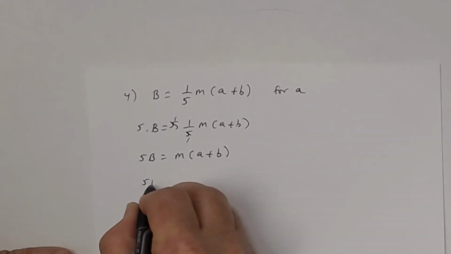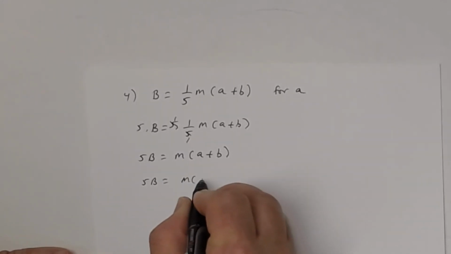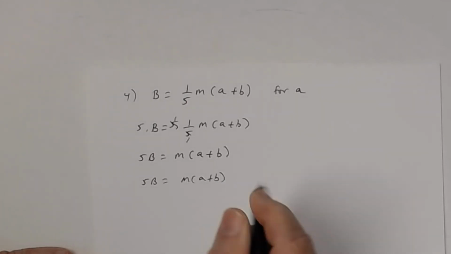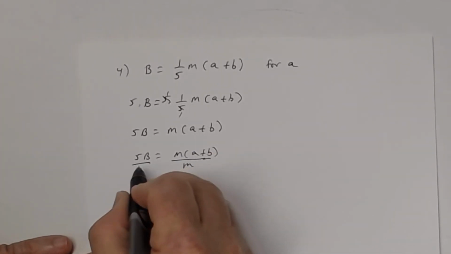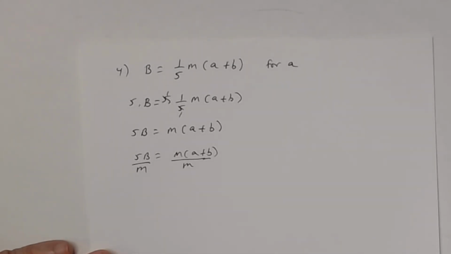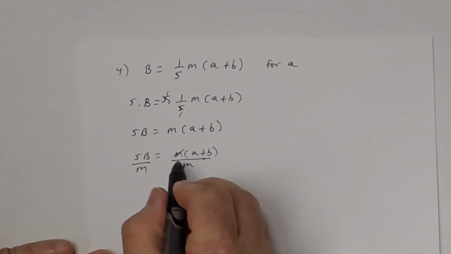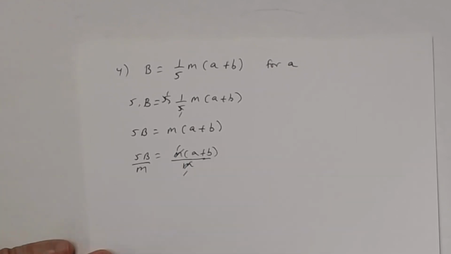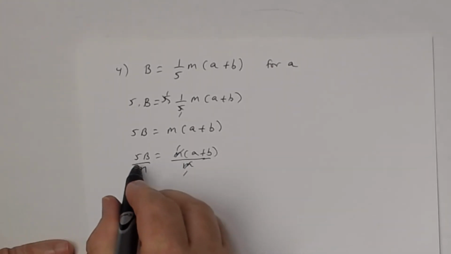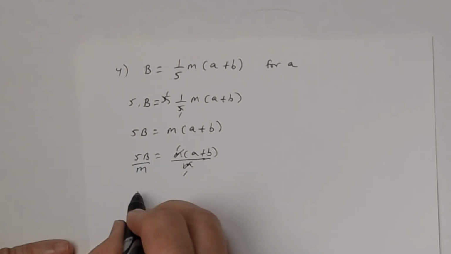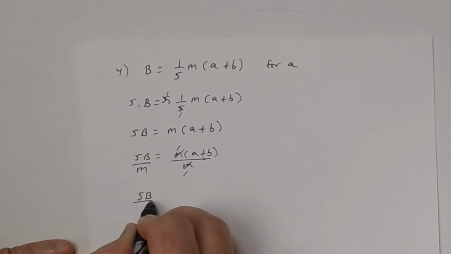So let me go ahead and rewrite this over just to make it look a little bit better. So I'm going to divide both sides by m, just like this. What you do to one side, you do to the other. The m's divide out. M divided by m is 1. So I get factors of 1 in their place. And look at this now. I have 5B divided by m, 5B divided by m.